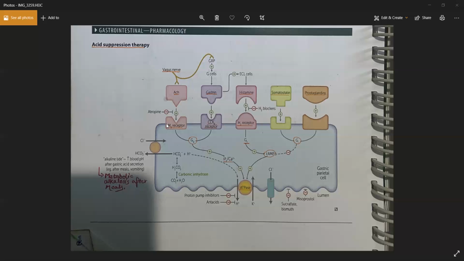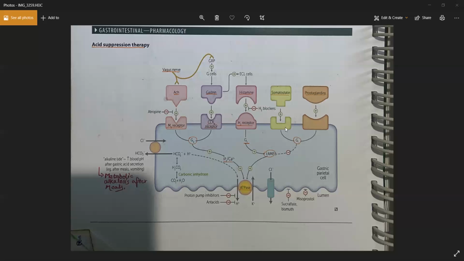So first are the anti-muscarinic drugs like atropine. Okay, they will inhibit the muscarinic receptors and as a result inhibit the acid production. Then you have other drugs like the histamine blockers. The names of the histamine blockers include cimetidine, ranitidine, famotidine, and nizatidine. So they all have "dine" at the end of the name. Cimetidine, ranitidine, these are all the histamine H2 blockers.